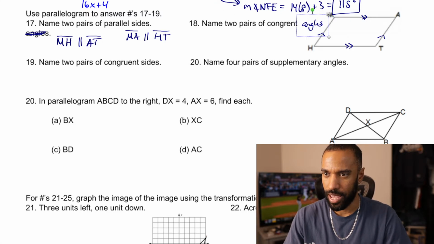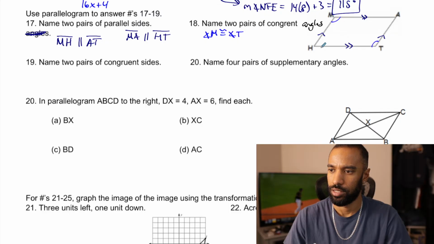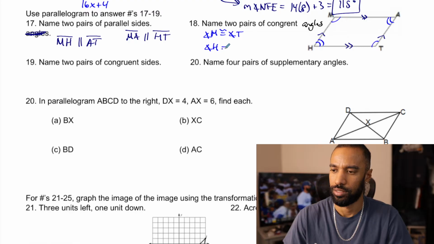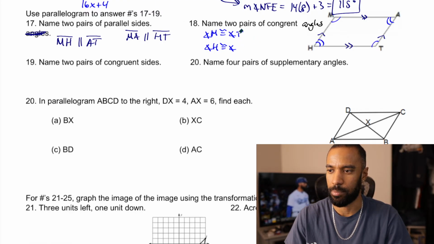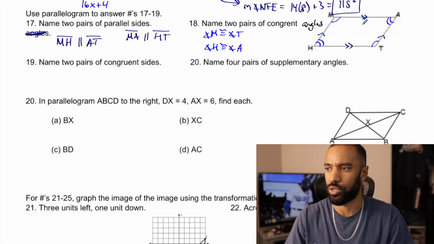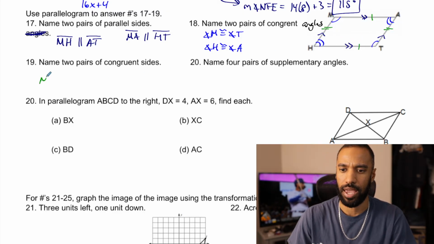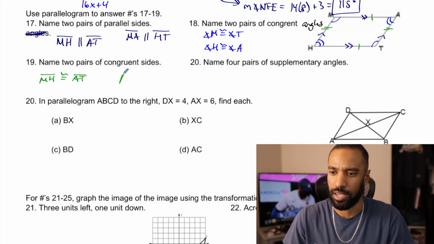Name two pairs of congruent angles. Opposite angles are congruent. Angle M is congruent to angle T. And then angle H is congruent to angle A. Whoops. Of course H is congruent to H. Come on now. Name two pairs of congruent sides. The opposite sides are also congruent to each other. So boom, boom, boom, boom. So MH congruent to AT. And then MA congruent to HT.